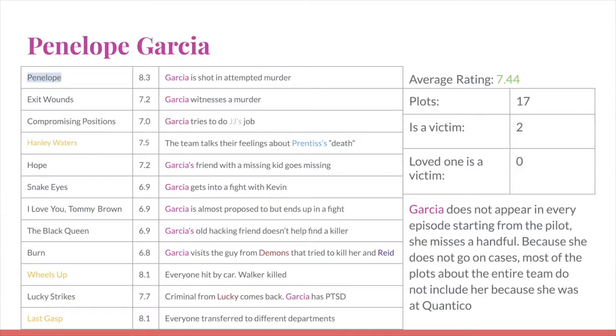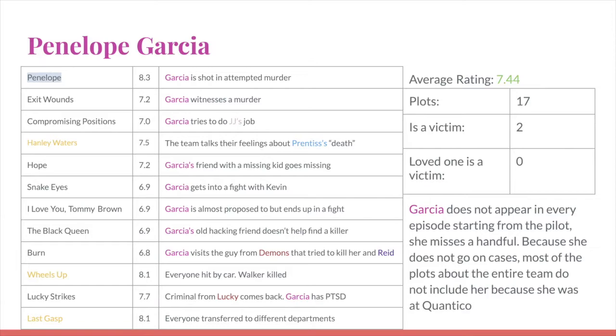Next, we have Garcia with the lowest average rating of 7.44. She had 17 plots about her and is the victim twice. And Garcia does not appear in every episode, but she starts in the pilot. She misses a handful. I do not know how many she missed, though, because I didn't keep track of that. And because she does not go on cases, most of the plots about the entire team do not include her because she was at Quantico.